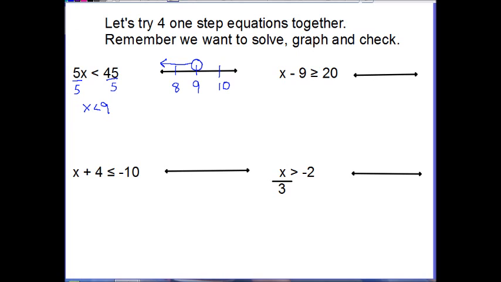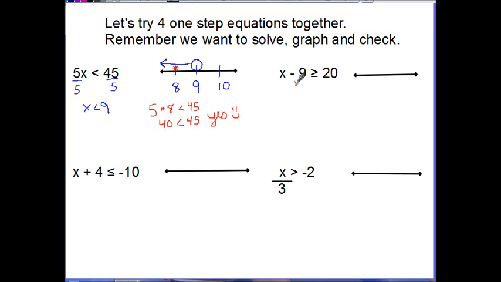Our arrow points to the left, so our solution arrow is going to point to the left as well. And now we're going to check. We're going to take a number on our solution arrow and we're going to plug it in to see if it works. We want to make sure that 8 is going to work in our inequality. So here we go, we check that out. We want to know, is 5 times 8 less than 45? Let's see. Is 40 less than 45? It sure is, which means yep. Our solution is correct and our arrow looks good.